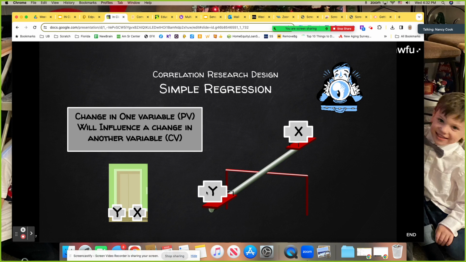So remember that negative correlation is like that seesaw, and the positive is like an elevator. All right, so in a simple regression, if the relationship between the two variables is they go up or down together, it's going to be positive. If one goes up while the other goes down, it's going to be negative. And this helps us make a prediction. This is called a simple regression when you just have one predictor variable and one criterion variable.